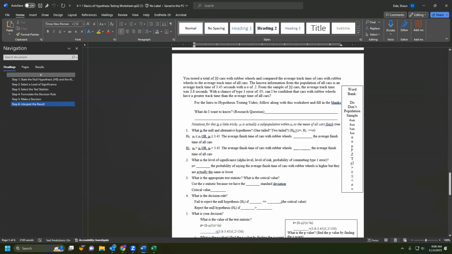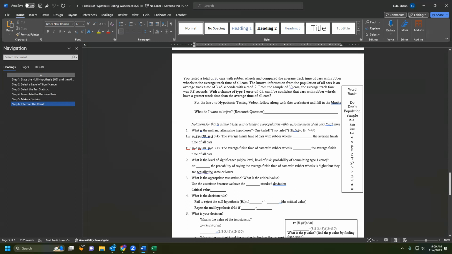You tested a total of 30 cars with rubber wheels, and compared the average track time of cars with rubber wheels to the average track time of all cars. The known information from the population of all cars is an average track time of 3.45 seconds with a population standard deviation of 0.2. From the sample of 30 cars, the average track time was 3.8 seconds. With a chance of type 1 error of 0.05, can I be confident that the cars with rubber wheels have greater track times than the average track time of all cars?